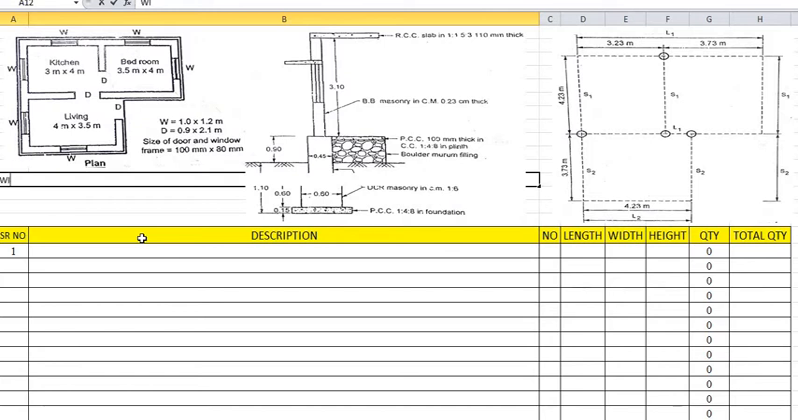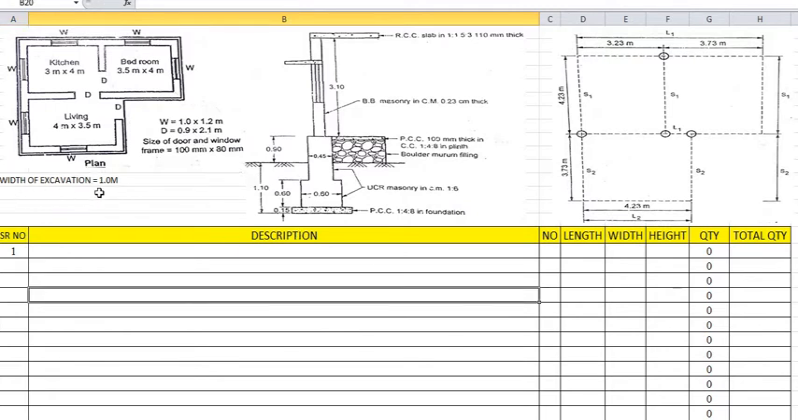So the width of excavations, ठीक है. So excavations we will consider as 1 meter, ठीक है. So in some drawings it has been mentioned, but here it is somewhat missing, so we will take the width of excavations as 1 meter. The width we are taking as 1 meter.